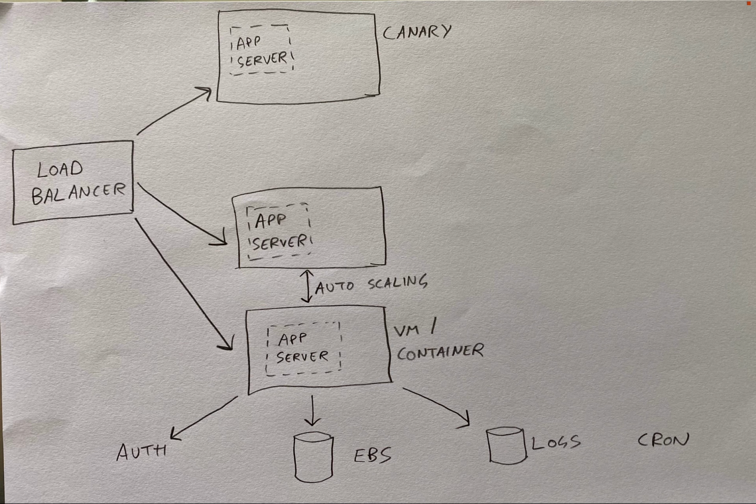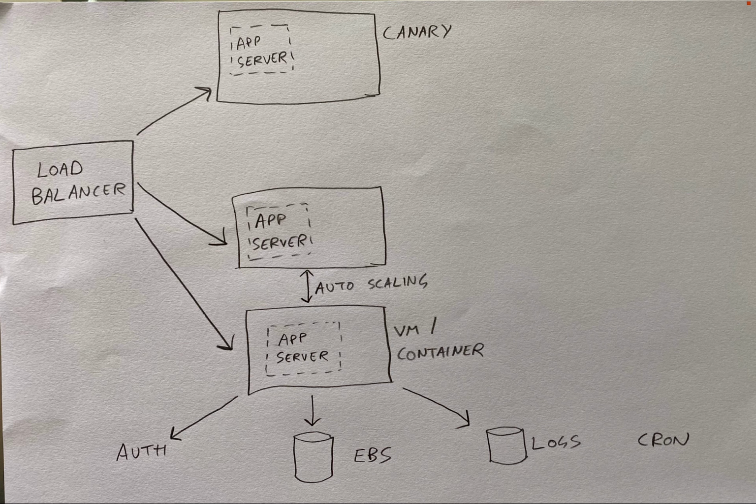Assuming your architecture is like this for a basic app, you have a load balancer, you have a bunch of instances which auto scale. You may have a canary instance. You have authorization, you have a block storage, logs, and cron. App Engine abstracts out all of these except for the dashed box, the app server. Let's look at each of these stages.